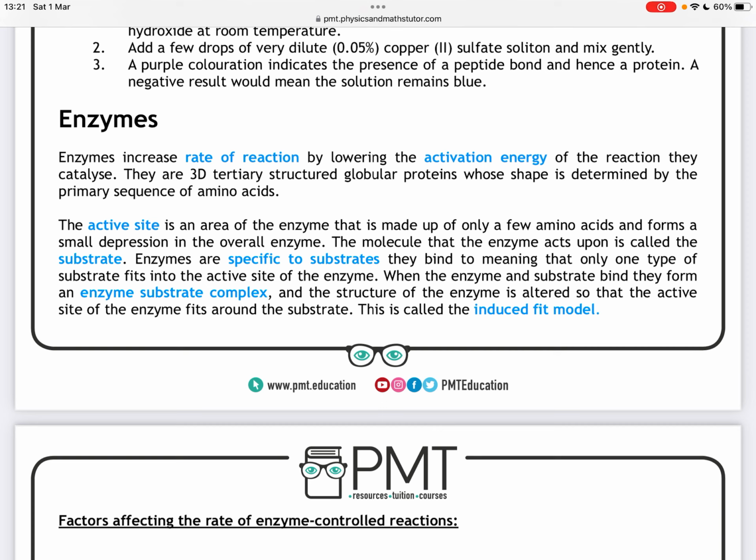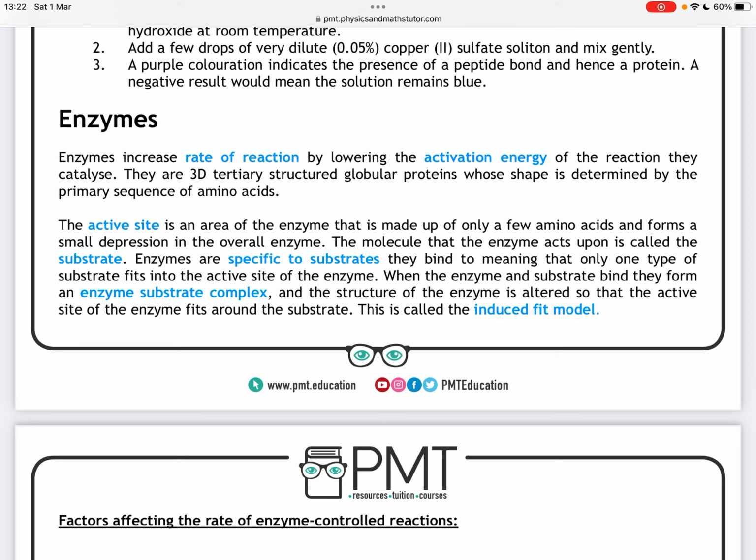Now, here in the enzyme, there is the active site. The active site is an area of the enzyme that is made up of only a few amino acids and forms a small depression in the overall enzyme. The molecule that the enzyme acts upon is called the substrate. Enzymes are specific to substrates they bind to, meaning that only one type of substrate fits into the active site of the enzyme.